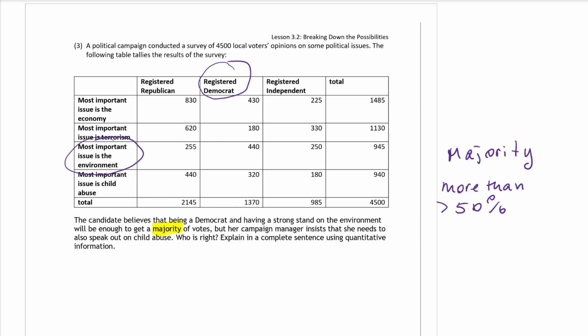So from the probability standpoint, what's the probability of selecting somebody who is a Democrat or cares about the environment as an important issue? So notice in today's class, we're focusing on "or" as our dominant probability. So that is language that's important. So we say "or".